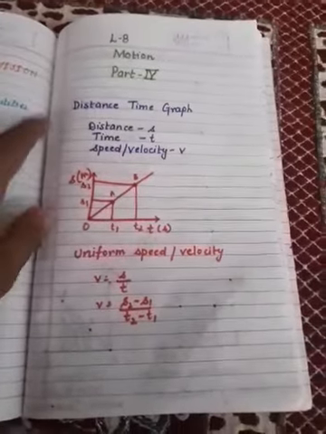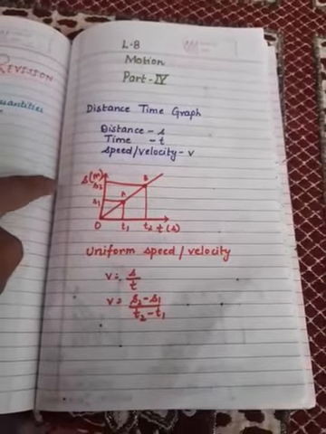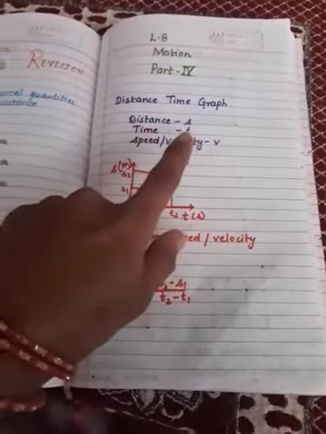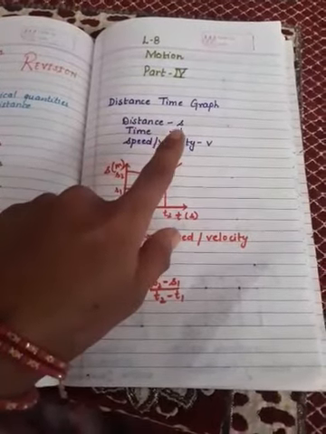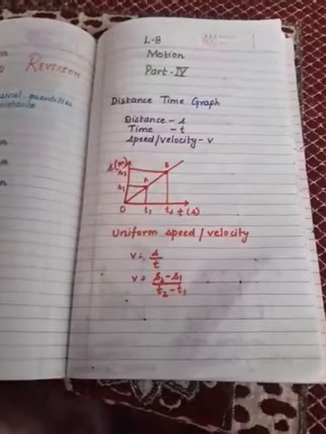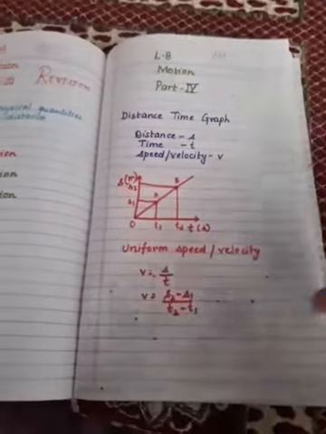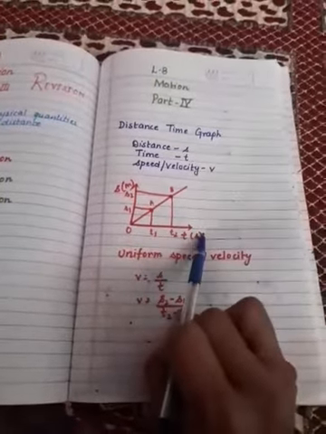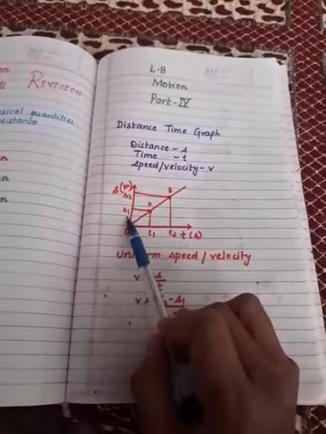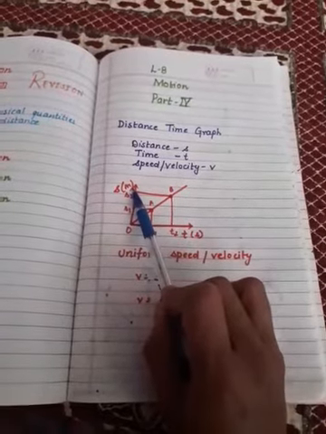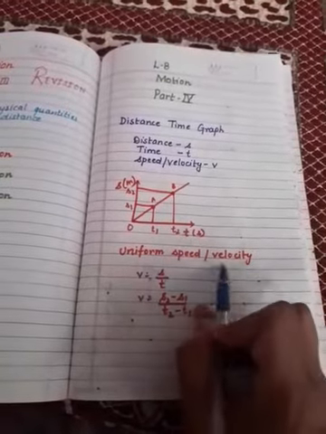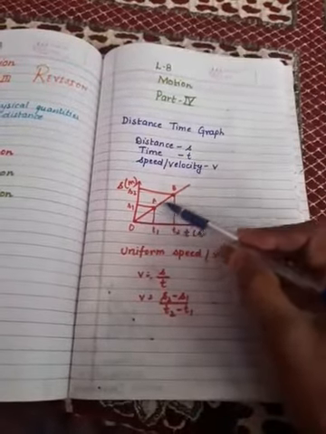In part 4th, first of all I will tell you about distance time graph, how we can draw distance time graph. As I have told you, distance we can write with small s, time we can write with small t, speed or velocity we can write with small v. When we are drawing a graph, the x-axis we have to take as time and the SI unit of time is second, and the y-axis we have to take as distance and its SI unit is meter. So when we talk about uniform speed or uniform velocity, its graph will be a straight line.